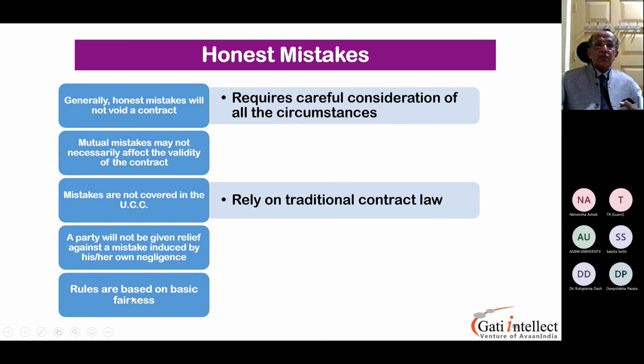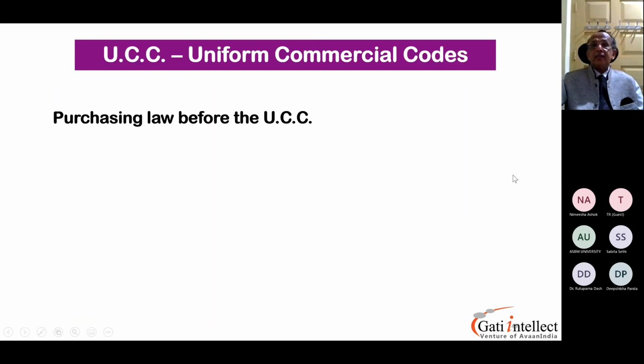Rules are based on basic fairness. This is the second thing I said yesterday. The paramount clause in a court is whether the due diligence has been carried out. Number one. Number two, is it fair? These are things the court would look into. Fairness, due diligence, and justice: these are the three paramount factors any court would look into. That's how decisions are made.